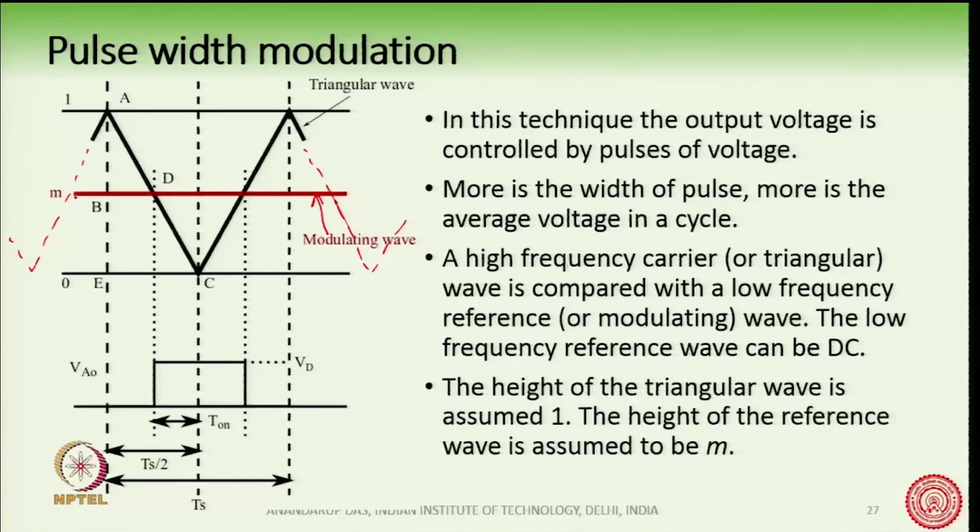So, the red one is the modulating waveform here, its value is m. The triangular wave is spanning between 0 and 1, as you can see here, this is the 1 and there is the 0. The triangular wave or the high frequency carrier wave is spanning between 0 and 1, and the modulating wave at this instant of time is somewhere in between, and its amplitude is m. Okay.